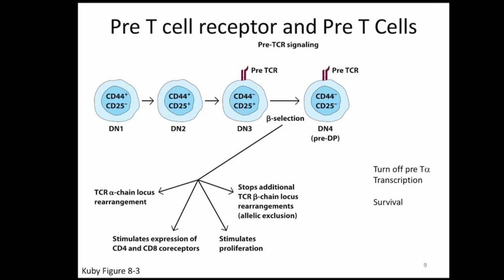And you're also going to start then rearranging alpha. And so what you can see is that the pre-T cell is actually a bunch of things. A pre-T cell is a DN3, a DN4, and a double positive. And it's really about which of these different events are happening in the cell at which time.